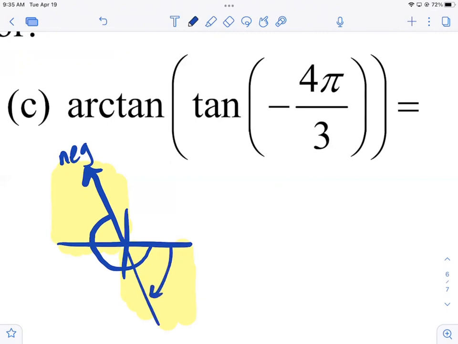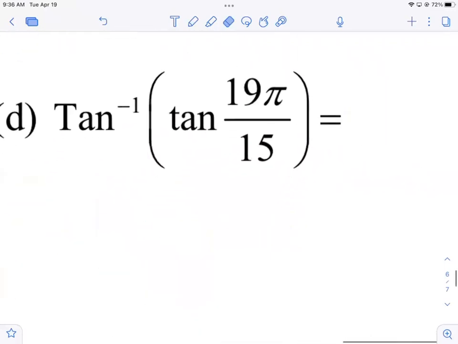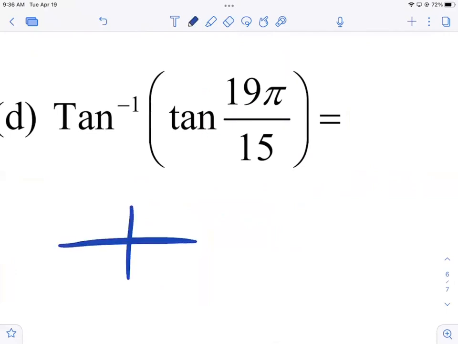What's the reference angle for 4 pi thirds? Pi thirds. So guess what the answer is? Negative pi thirds, Brady. Negative pi thirds. And the last one. 19 pi 15ths. Do we know where that's at?